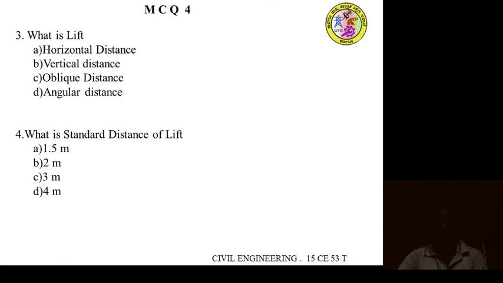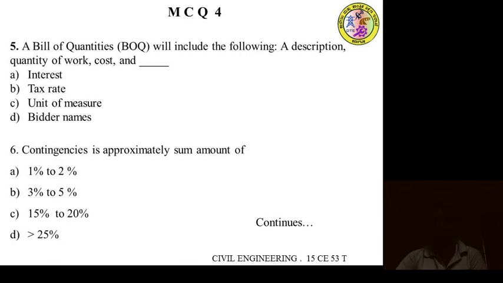Fourth one. What is the standard distance of lift? A. 1.5 meter, B. 2 meter, C. 3 meter, D. 4 meter. Next, fifth question. A bill of quantities, BOQ, will include the following: a description, quantity of work, cost and dash. A. Interest. B. Tax rate. C. Unit of measure. D. Bidder names.